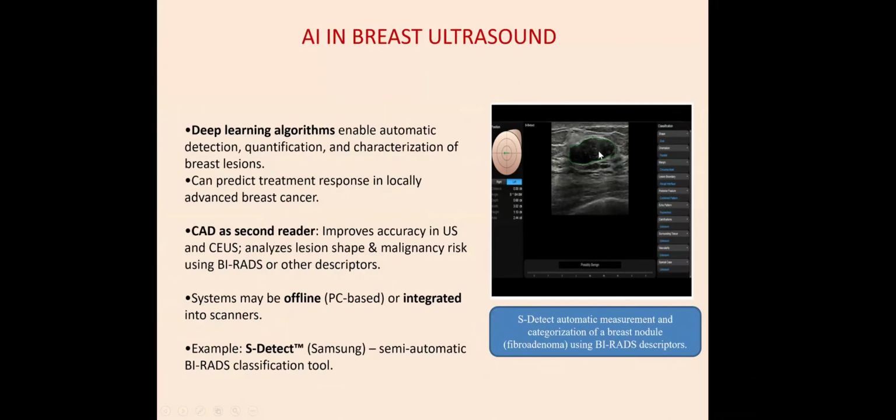The only thing you have to do is focus on the lesion and put the cursor over it, and when you put on S-Detect, it will automatically measure the size of the lesion. It will give you all the morphological features of the lesion. It comes as S-Detect in Samsung, but it's semi-automatic. It doesn't give you the time features. Sometimes some fields remain vacant, and we have to fill them. But improvements are still going on.